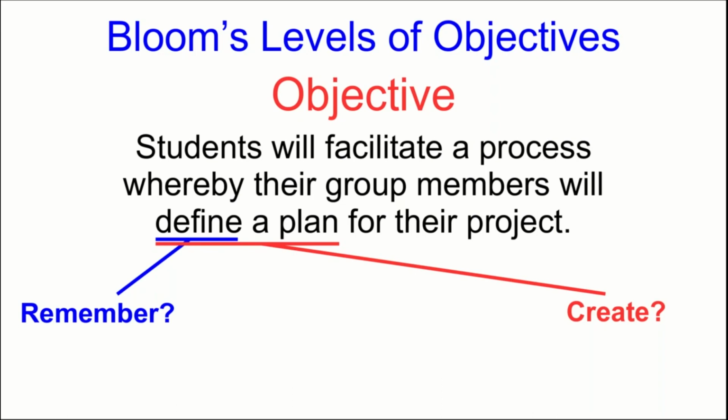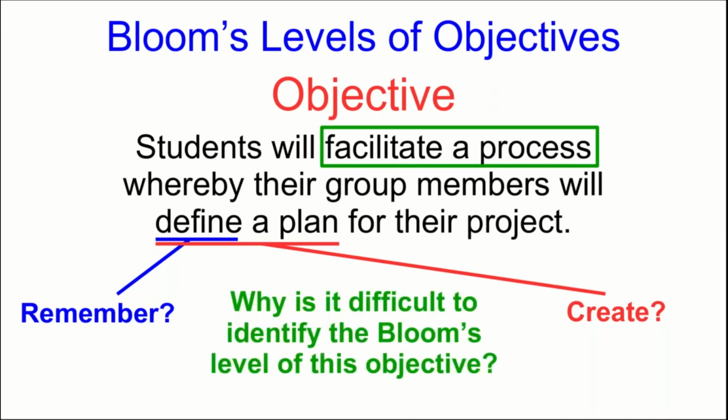And the key here is that actually we shouldn't be looking at define a plan. This objective is not talking about defining a plan, it's talking about facilitating a process to get some people to define a plan. Well, I've given you a big hint after leading you astray, and I want you to think about why it is difficult to identify the Bloom's level of this objective.